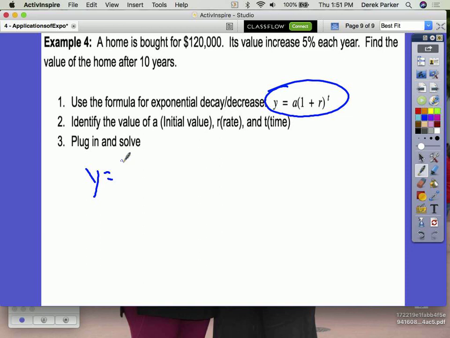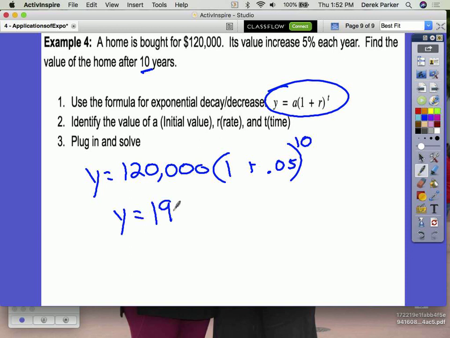A is the initial value, so 120,000. 1 plus 5%, so 0.05, and T. In this case, I want to know after 10 years, so I'm going to plug in T. Okay, so I add those together, I get 1.05 to the power of 10, times 120,000, and I get the new value is 195,467. I'm going to round that to the nearest hundred.